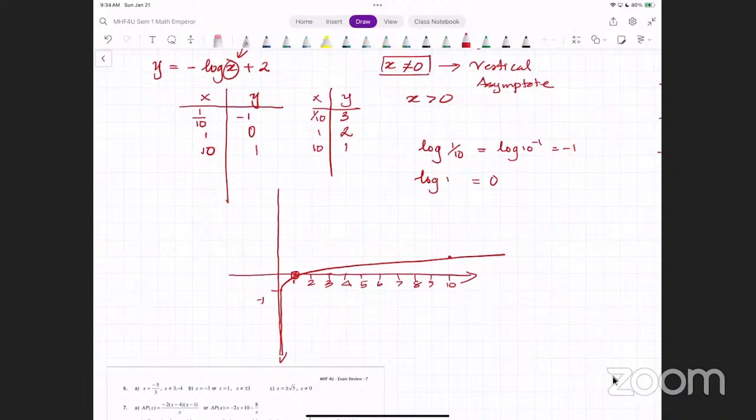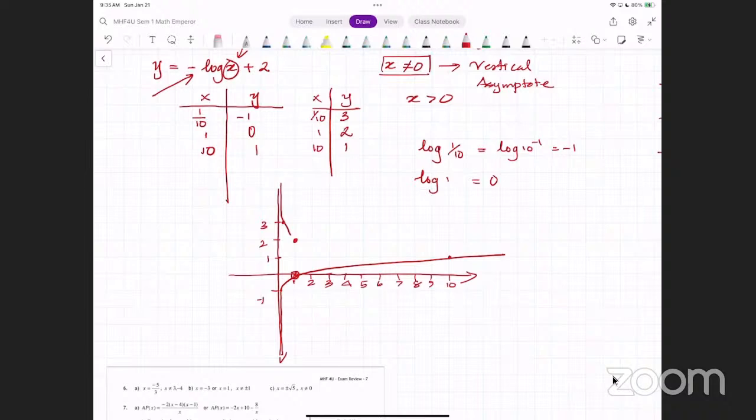So when I have 1/10, it's going to go to 3. 1, 2, 3, isn't it? Then at 1, I got 2. And then at 10, I got 1. But something we should also know: this particular function is reflected on the x-axis. So you can see based on the points, it starts here. The only thing is it goes the other way around. For sure, it has the same vertical asymptote.